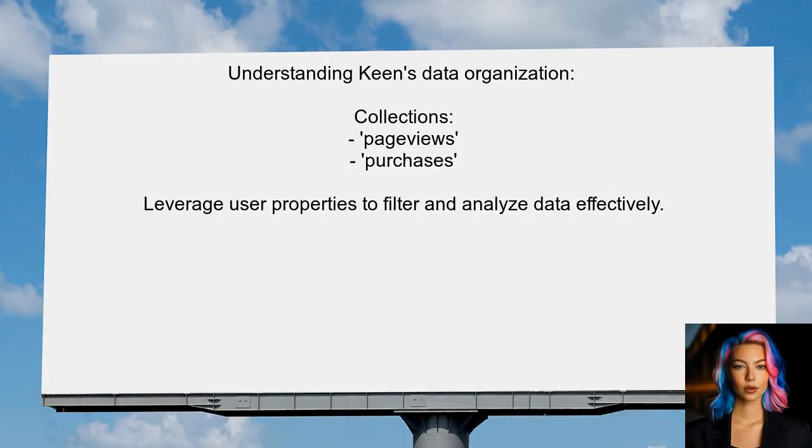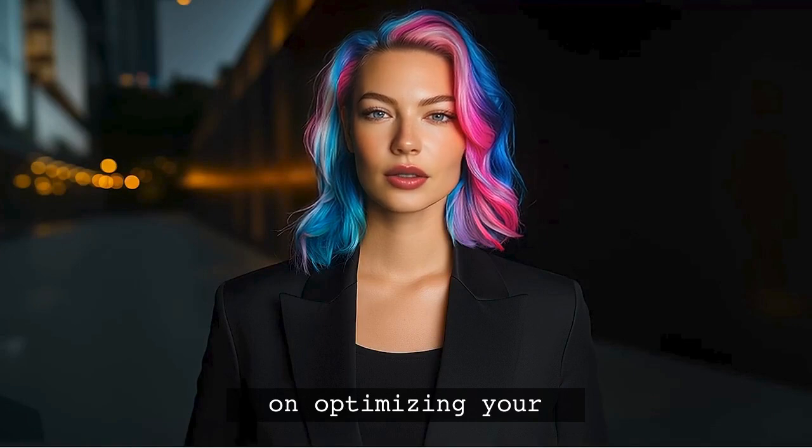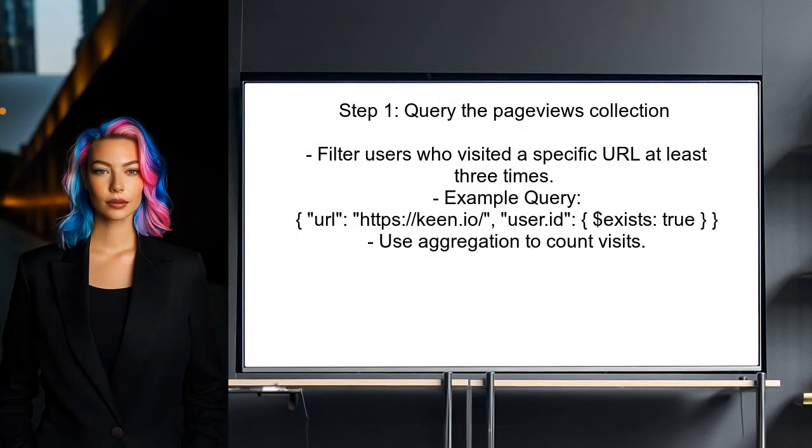To tackle this, we need to understand how Keen organizes data. With collections like page views and purchases, we can leverage user properties to filter and analyze the data effectively. Let's dive deeper into how this works. And don't go anywhere. At the end of this video, I'll share a powerful tip on how to optimize your data extraction process.